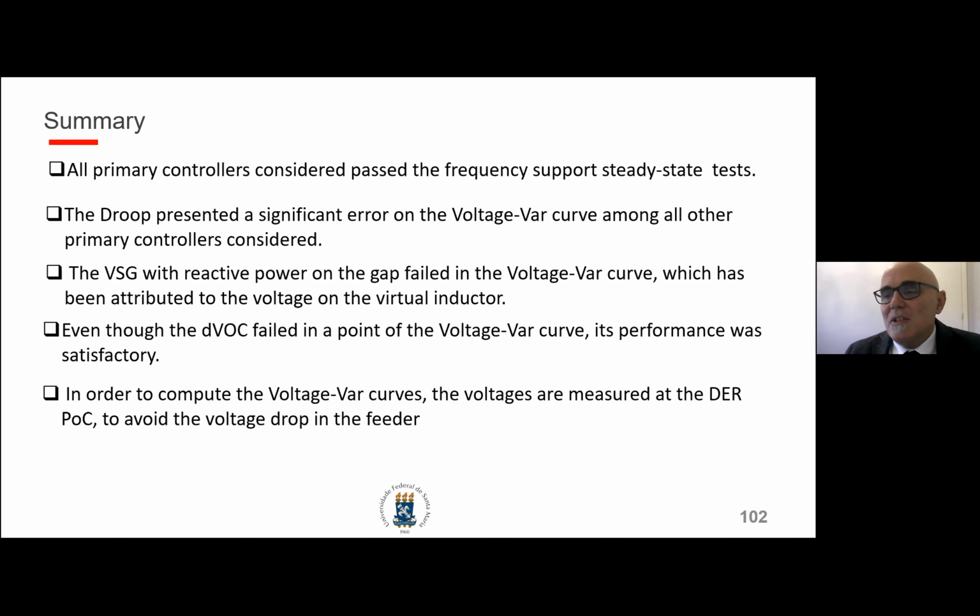You understand? So the virtual synchronous generator with reactive power on the gap failed in the volt-var curve test, which has been attributed to the drop in the virtual inductor that we have introduced. Even though the dispatchable virtual oscillator failed in a point of the volt-var curve, its performance was satisfactory. If you look at the point where it fails, with a small adjustment, you can make it pass.